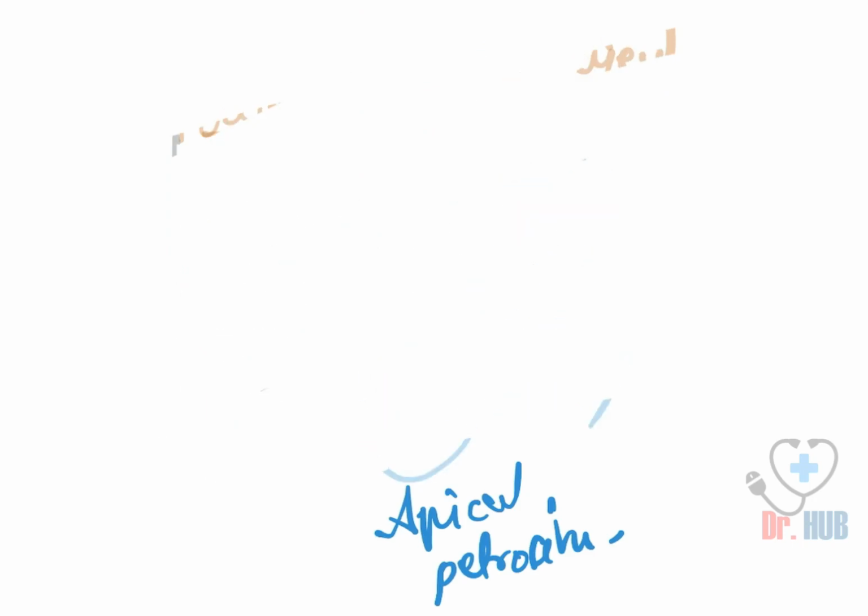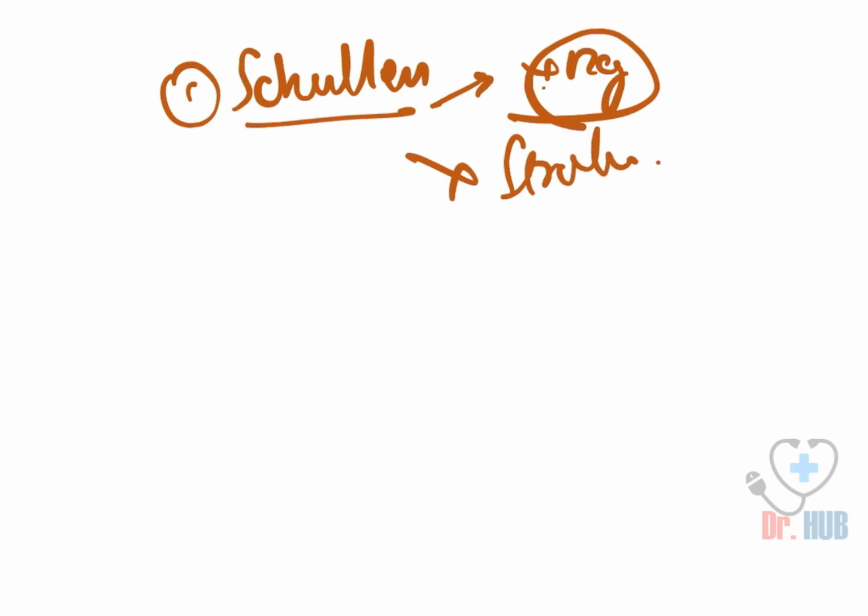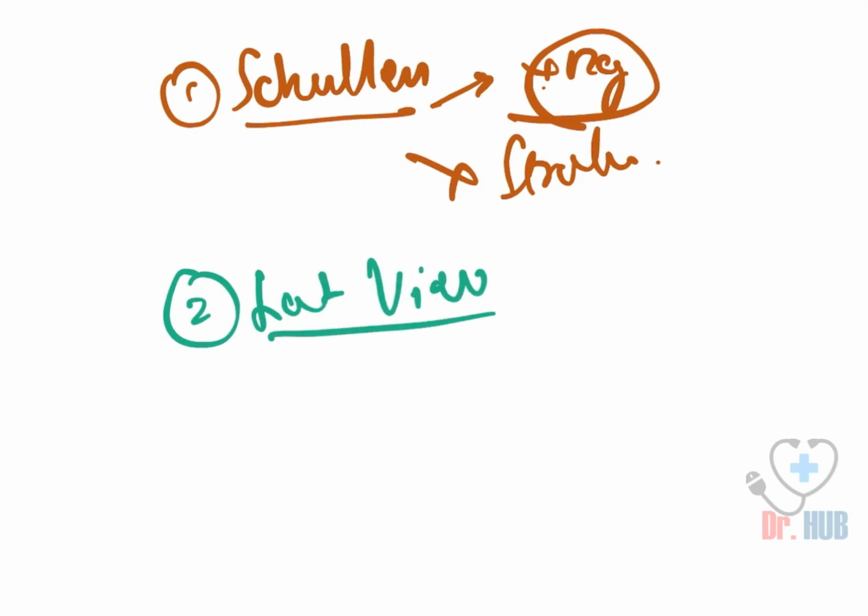So now we have a few more questions to be answered in the comments. First question is, what is Kuhler's view? We need the answers of how the X-ray beam is given, and what are the structures seen under the Kuhler's view. Next question is, what is the lateral view? How is the X-ray beam projected, and what is the structure seen?